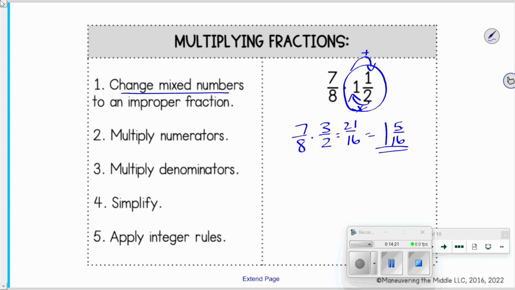Then I compare my signs. They're both positive, so my answer will be positive. They're happy. They love each other. Does that make sense for everybody? Okay, so that's what we do with multiplying fractions.